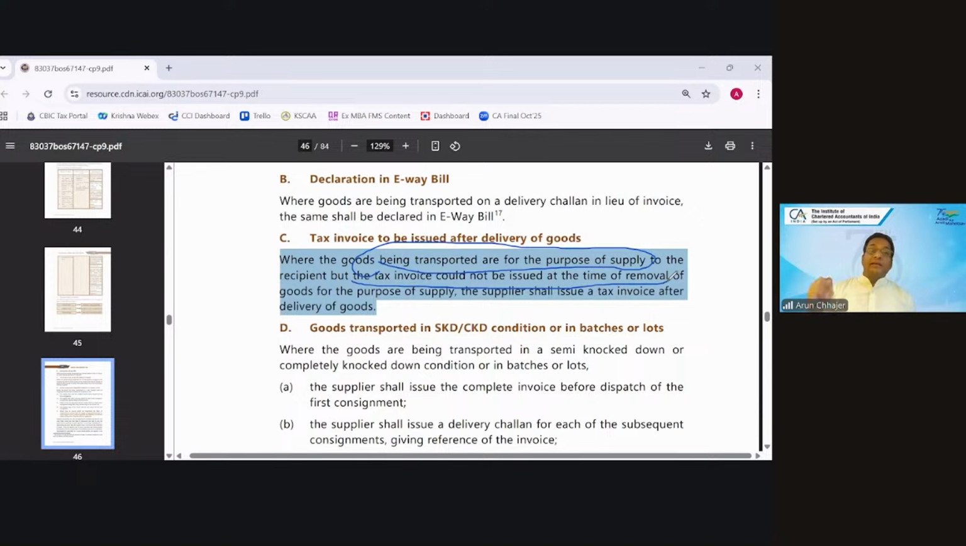System was not working, there was an internet stop, anything. Then you can move the goods on the basis of the delivery challan, and on that delivery challan you need to mention the tax mandatorily, and the supplier can issue the tax invoice after delivery of the goods. Is it clear to all? ये बहुत इंपॉर्टेंट पॉइंट है, थोड़ा सा समझ में नहीं आता कि कब.